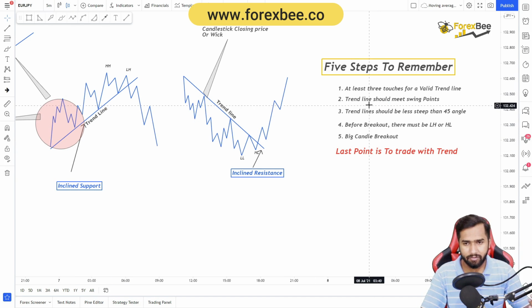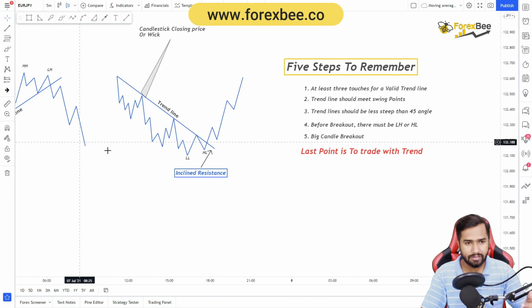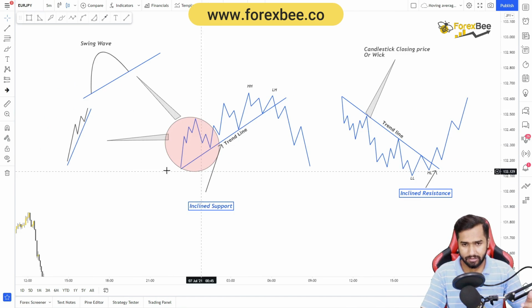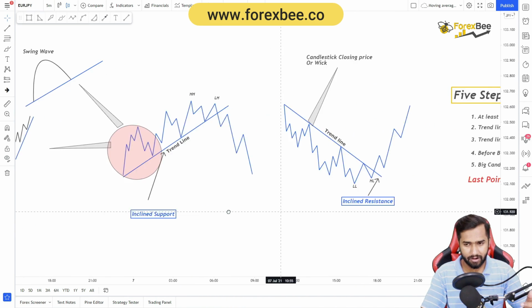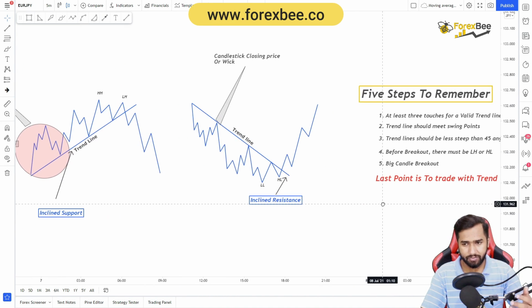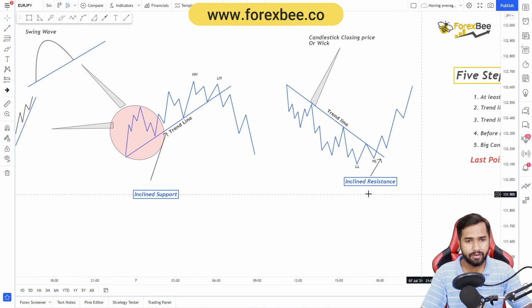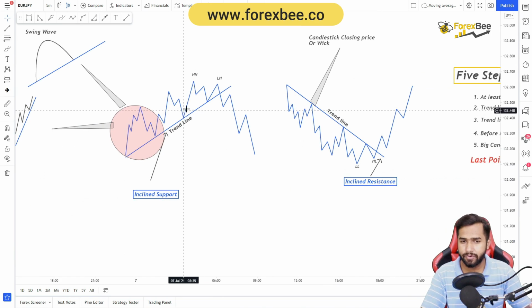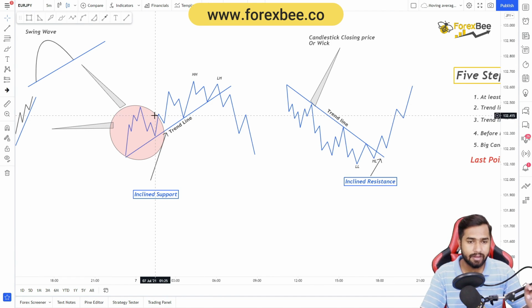The second one was that the trend line should meet the swing points, which it does. Here you can see at this point, these are all meeting our trend line. The third point was that the trend line should be less steep than 45 degrees. So these are less than 45 degrees or almost 45 degrees. It should not be higher than 45 degrees, but it can be close to 45 degrees or even below. Okay, that would be a valid trend line.